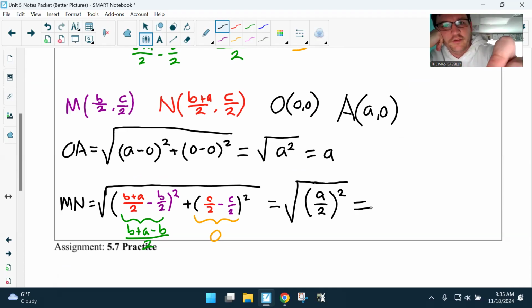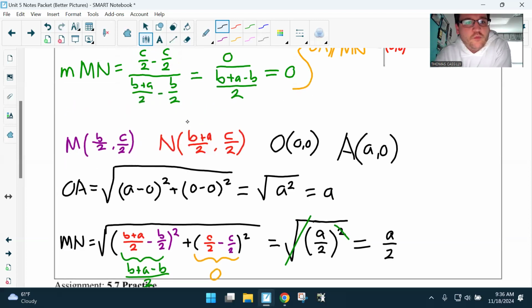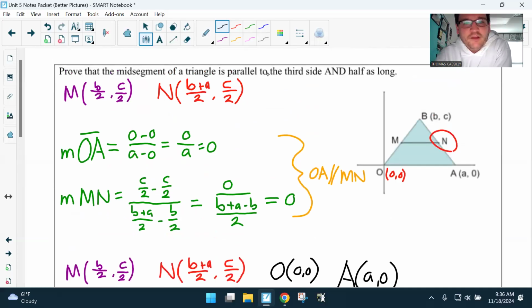So if I look at the square root of (a over 2) squared, the square and the square root essentially knock each other out, and I'm left with a divided by 2. So what I just showed is MN is half of OA. If OA has a length of a, MN has a length of a divided by 2. So what we did is we just proved that a midsegment is parallel to a base and is half as long as the base. We show that for every single case.